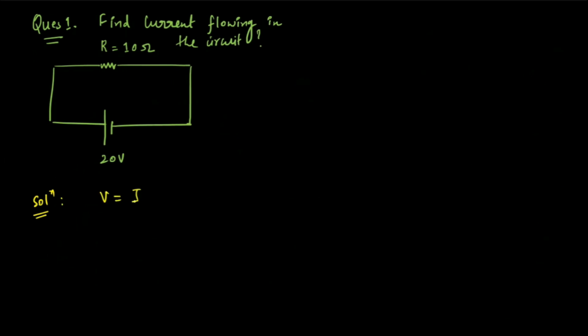Exactly. Using Ohm's law, we can write V is the product of I and R, and resistance is V by I. As potential is 20 and we have to find the current, we can say I is going to be V by R. R is 10, so it is going to be 2 amperes. That is absolutely fine.